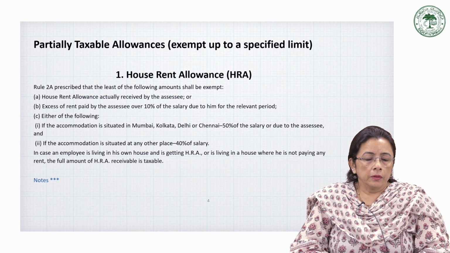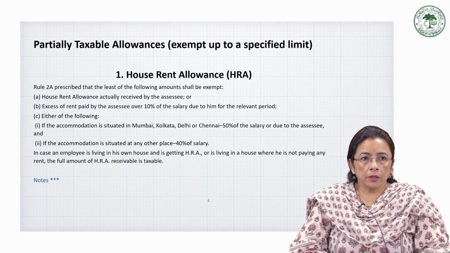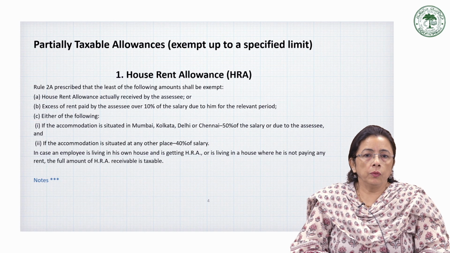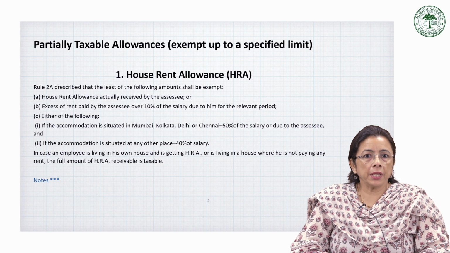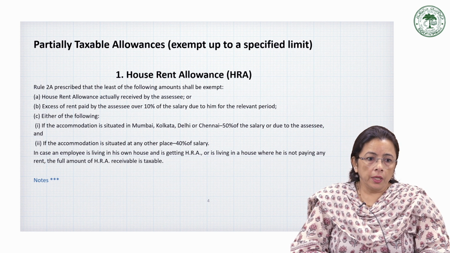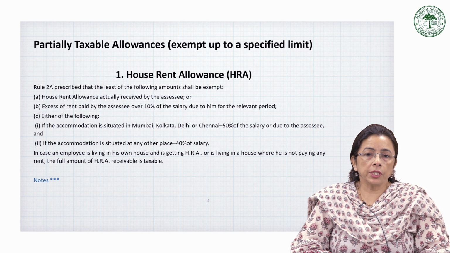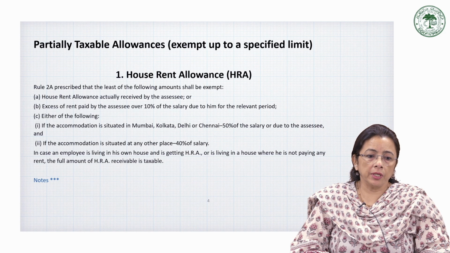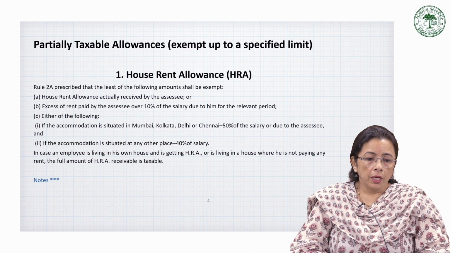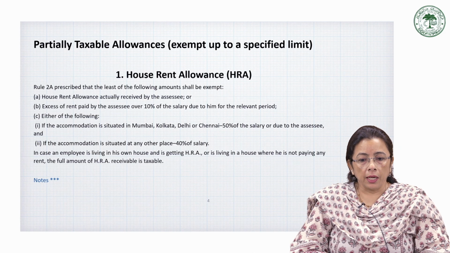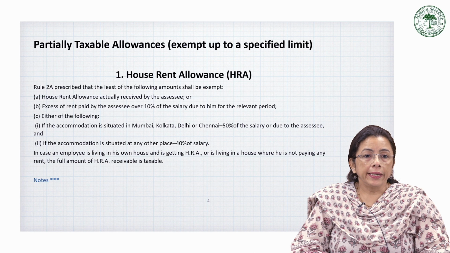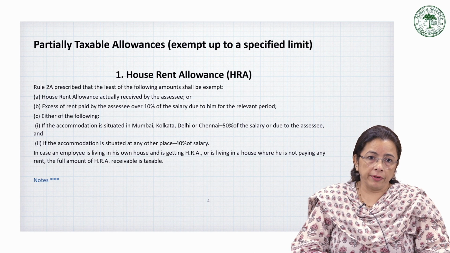Greetings everyone. After discussing the allowances in the previous session, we discussed the basic concept and the allowances which are fully taxable. We took all the heads which are fully taxable and discussed them in detail. Now we move on to the second category, which we call partially taxable allowances, which may be exempted to a specified limit, or taxable to a specified limit.